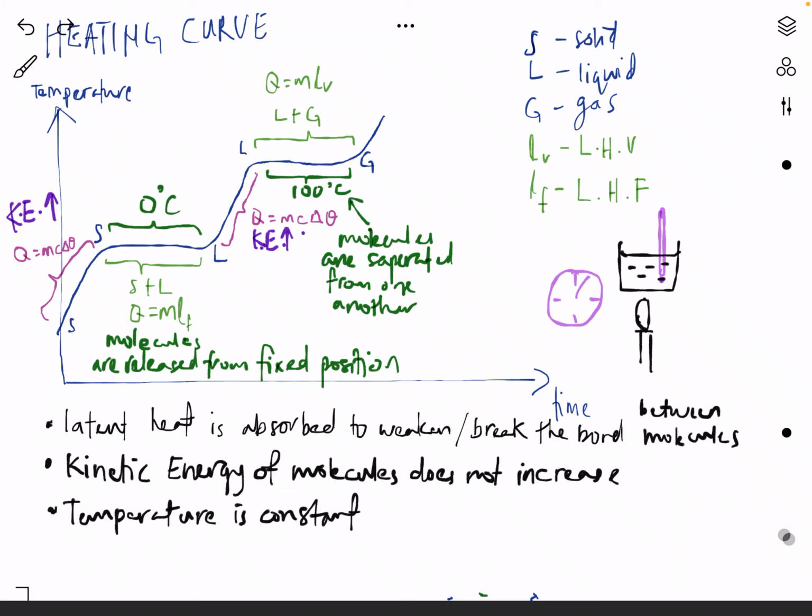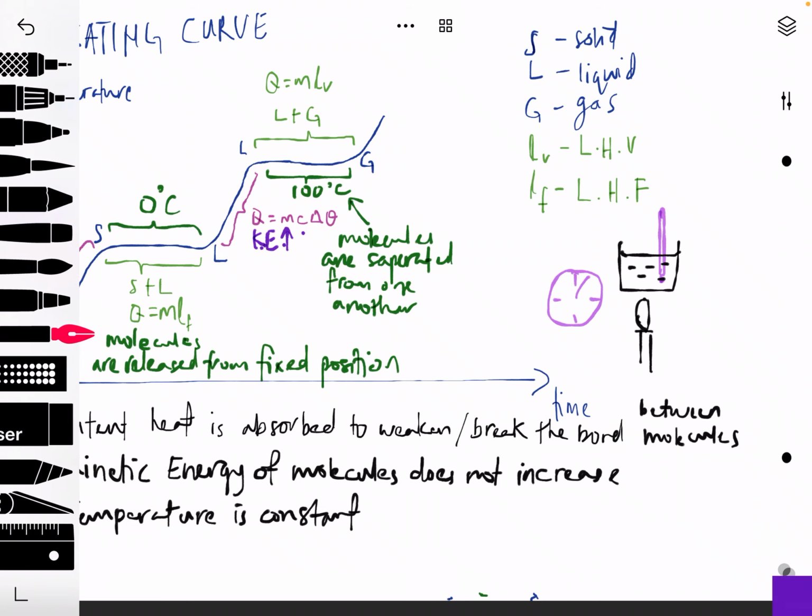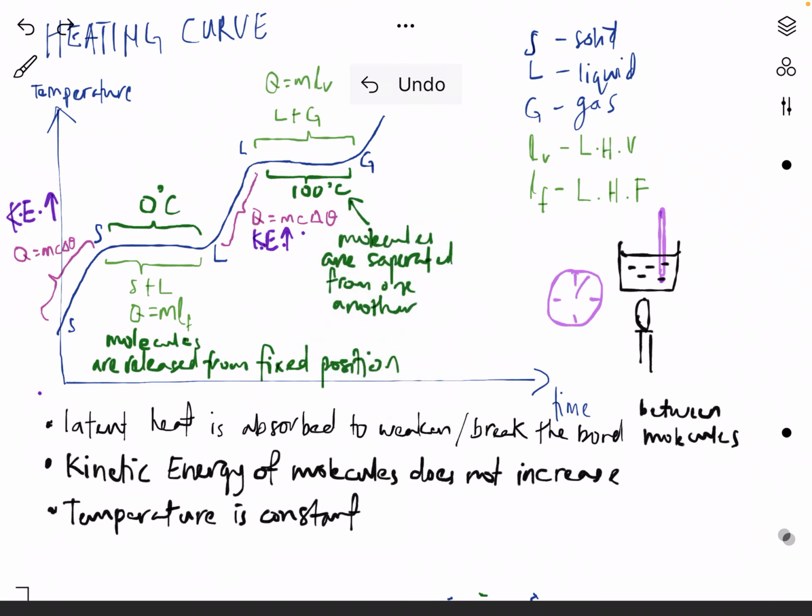Now we are going to talk about molecules and also latent heat. So pay attention to this part and this part also. Okay, latent heat. Now this part and this part is explained by the note here. Latent heat is absorbed. Okay, look here. Latent heat is absorbed to weaken or break the bond between molecules. The word weaken we use for this part, and the word break we use at this part.